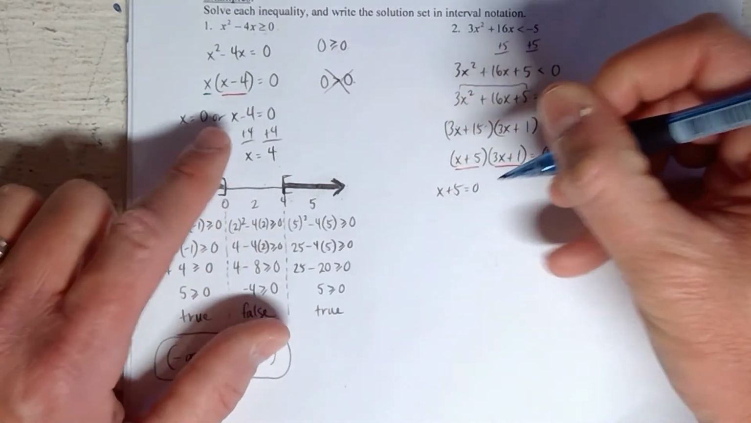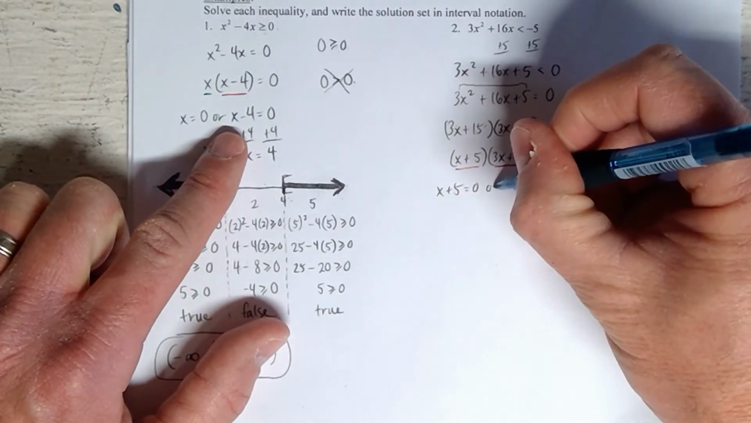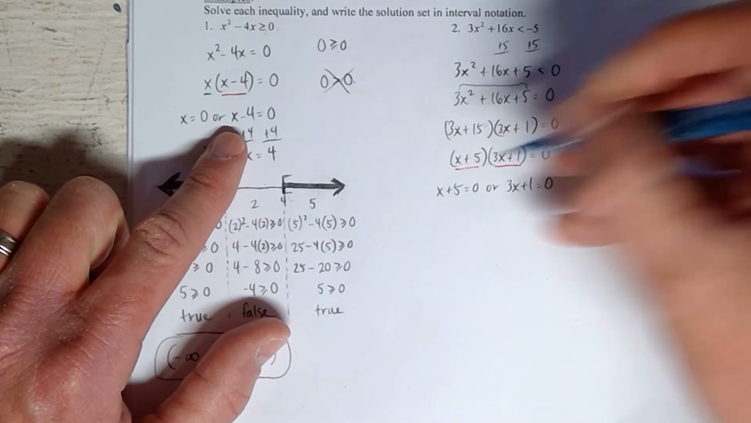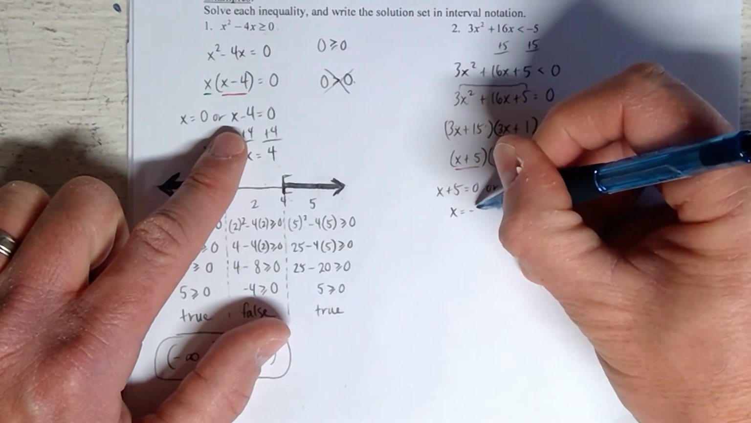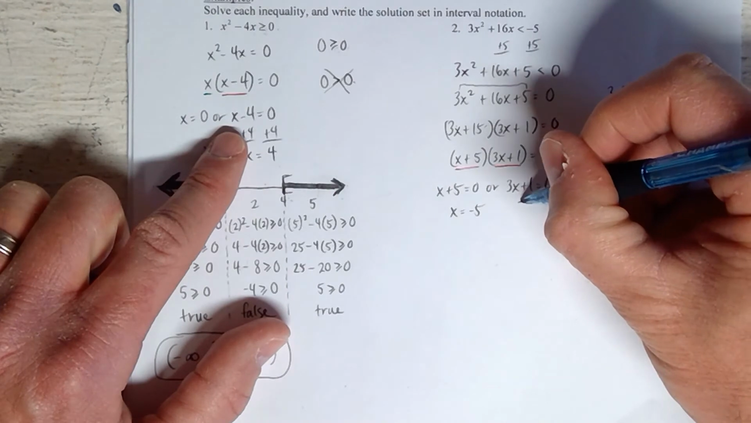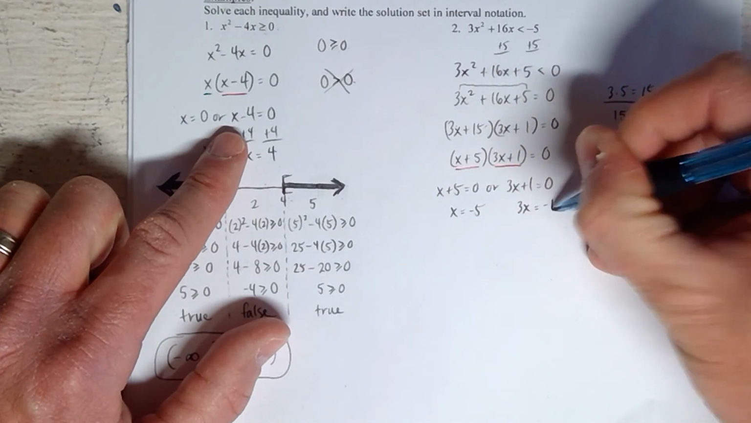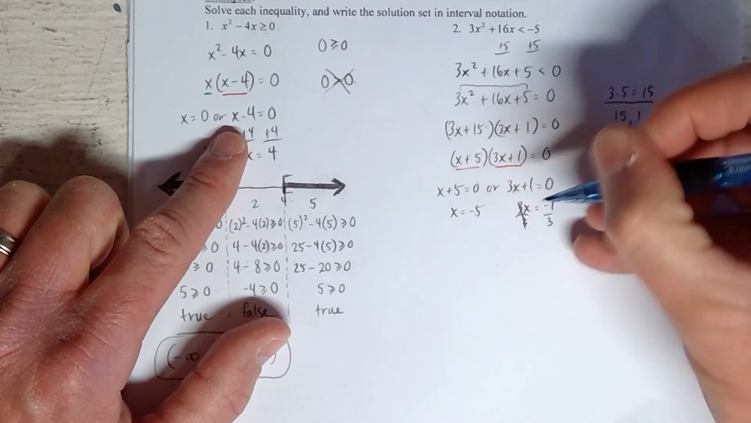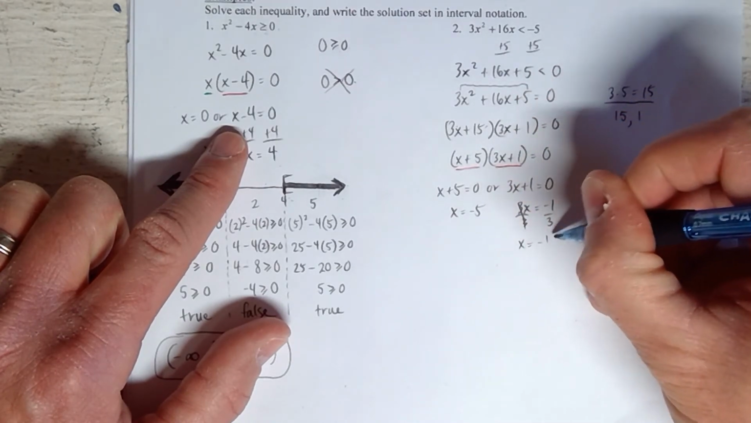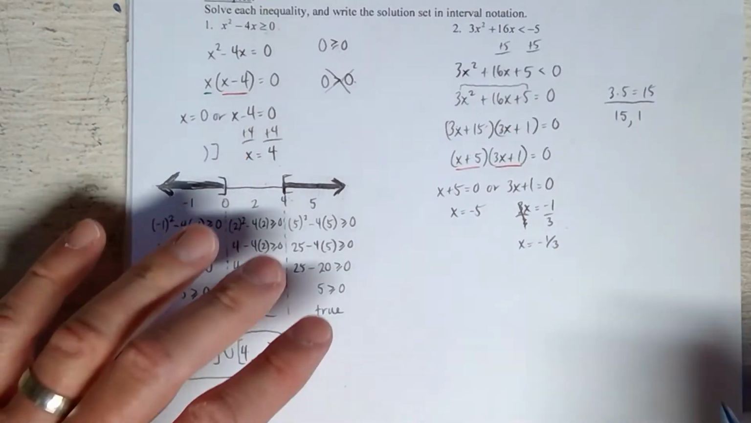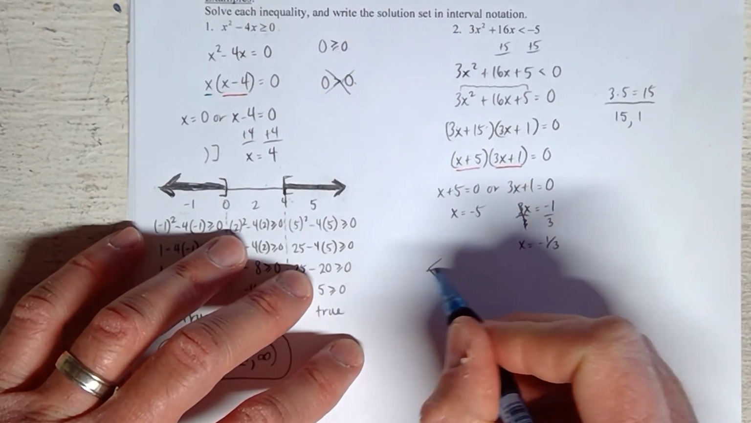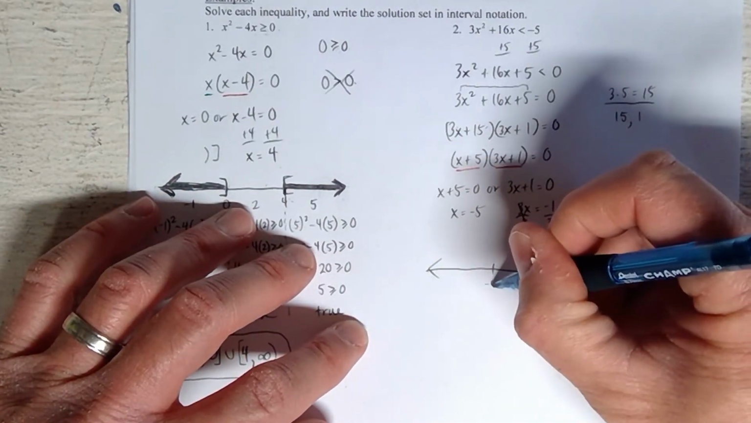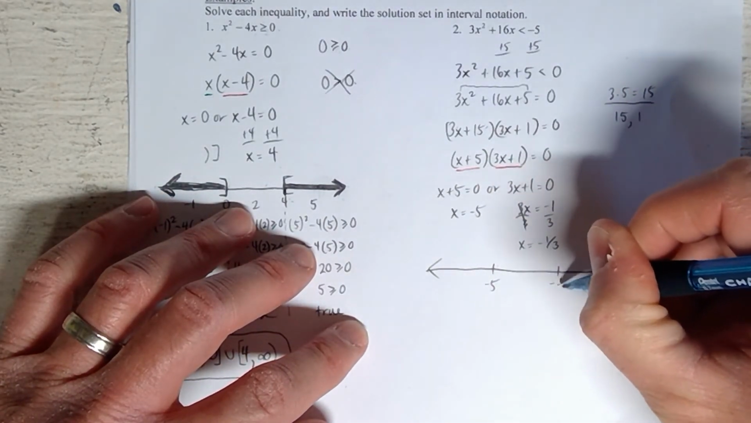Set those equal to 0, just like I did over here. Okay. And we get what here? Subtract the 5 over to the other side. On this one, we need to subtract the 1 over to the other side and then divide out the 3. So what do we get? We get negative 5 and negative 1/3. So let me put those down. Negative 5, negative 1/3.